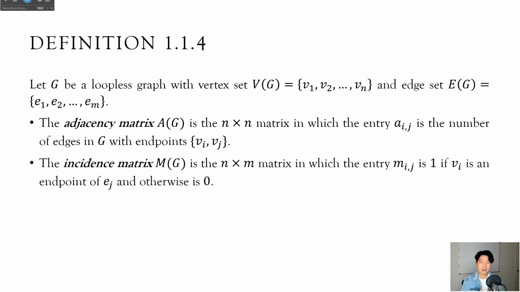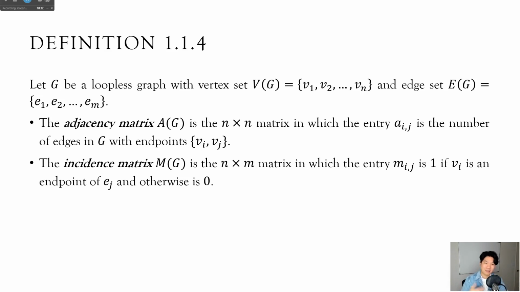The next thing I'm going to introduce is an incident matrix. Remember, whenever I discussed an edge, we talked about its incident vertices. This is an n by m matrix, in which the entry m sub i comma j is 1 if vi is an endpoint of ej and otherwise is 0. Again, this is a very formal definition. You're going to see what I mean a little bit more whenever we do our example.